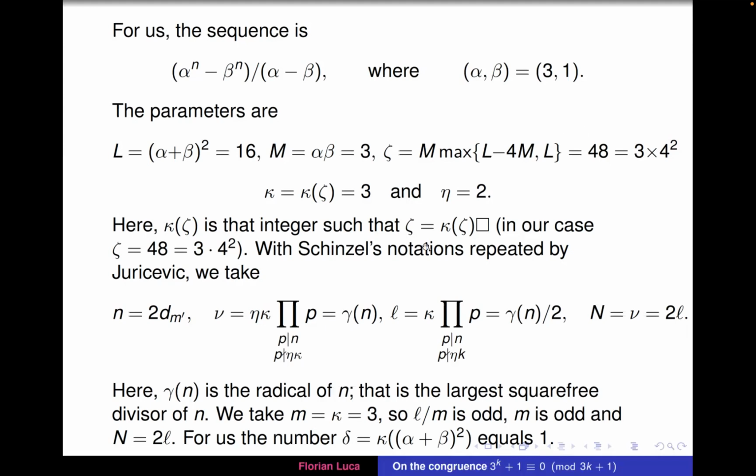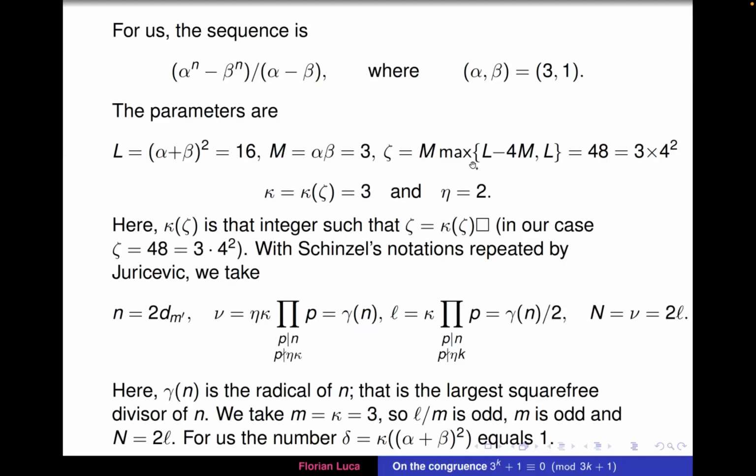What Schinzel does, he defines various parameters in there. For example, the parameter L is the square of the sum of alpha and beta. These alpha and beta don't need to be integers. They could be complex, they can be conjugated integers in a quadratic number field. So you can start with some quadratic equation and you look at the roots, and you can even take maybe the square root of that. And you obtain Lucas sequences. So anyway, for him, the parameter L is equal to 16. The parameter M, which is the product, is 3.